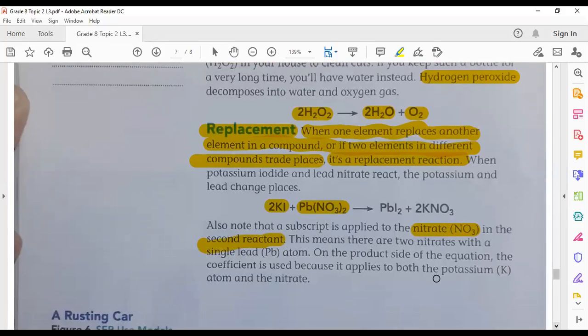But on the product side of the equation, the coefficient is used because it applies to both the potassium and the nitrate. So we have 2 potassiums and 2 nitrates. This coefficient is for potassium and for nitrate.